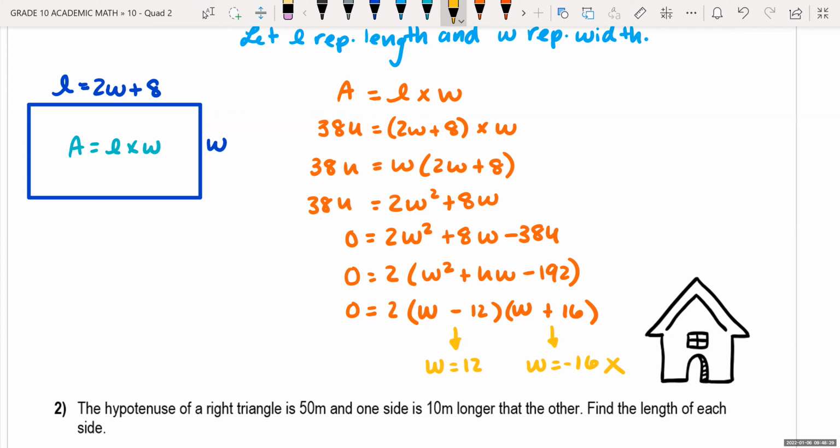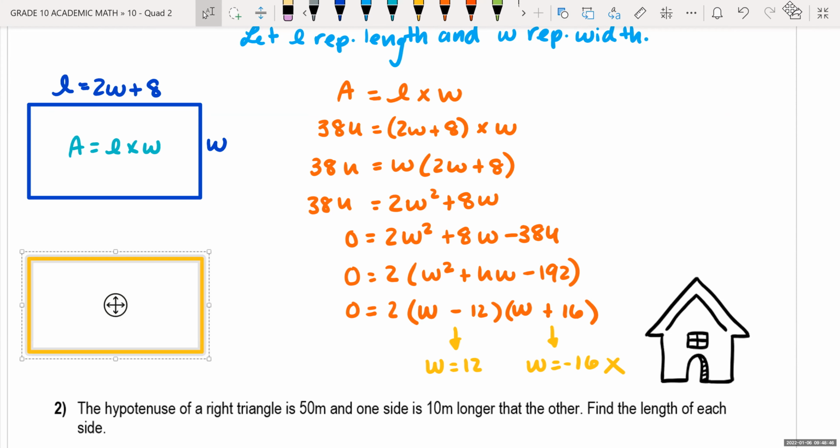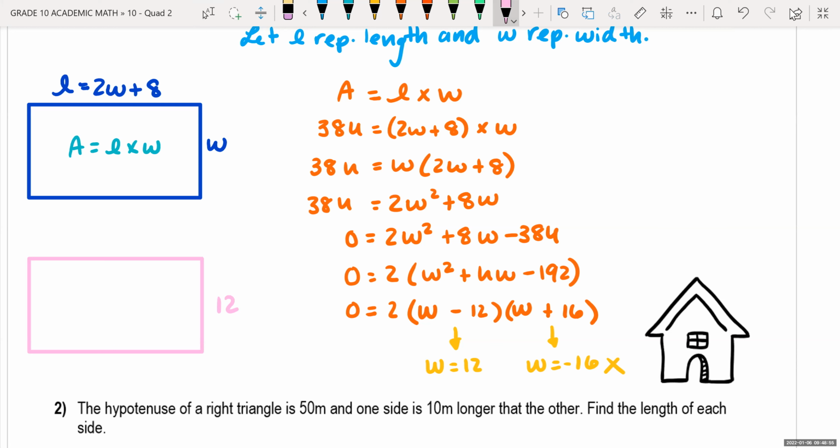Just like before, we need to do a little check. And in order for us to do a check, I am just going to redraw my triangle. And honestly, it doesn't matter how you do your check. You don't even need to draw it. If you wanted to just check in a different way, totally fine. I'm going to redraw my triangle and I'm going to write in the information. So I know my width is equal to 12 because that's what we just calculated.